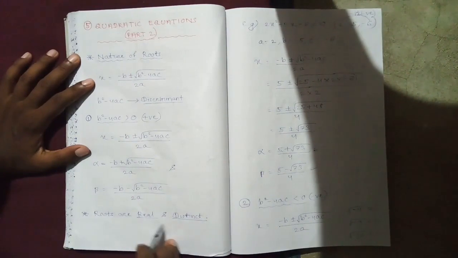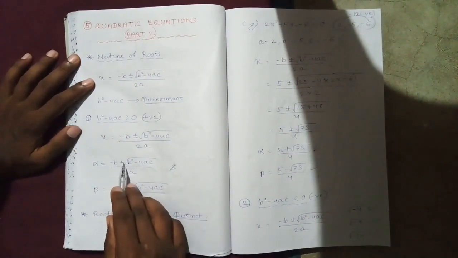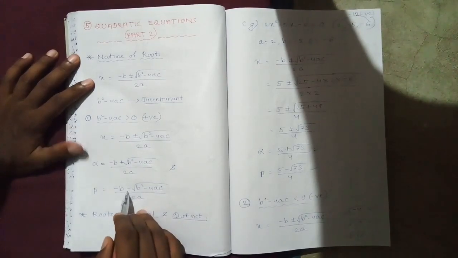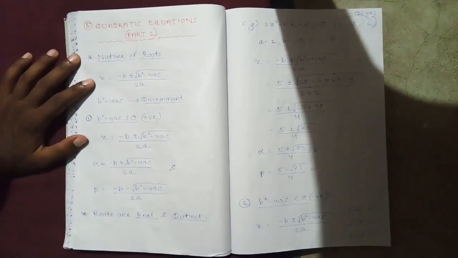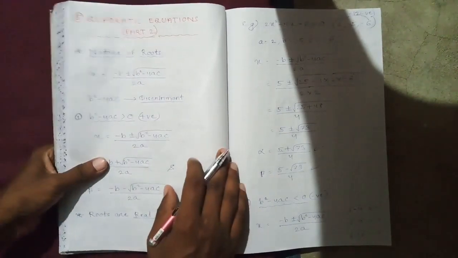I have written here, as you can see, roots are real. Real means they exist, we can find. And distinct. Distinct means they are unequal, different. You can see one is in plus, the other is in minus, so different. So remember, when discriminant is positive, roots are real and distinct, means unequal. Let us take an example.